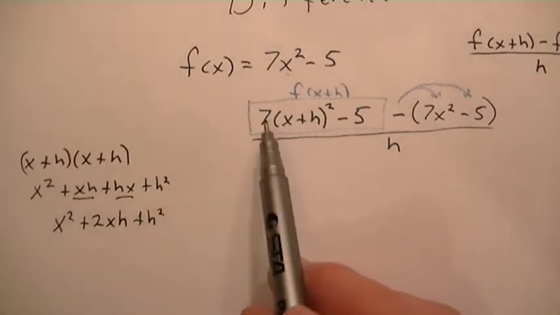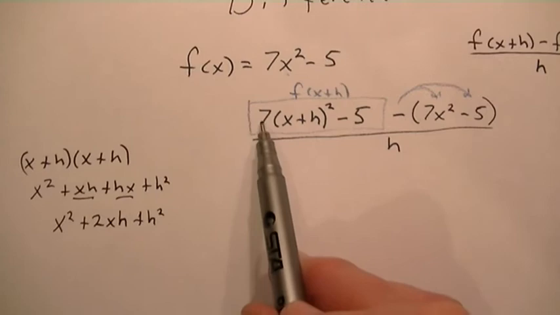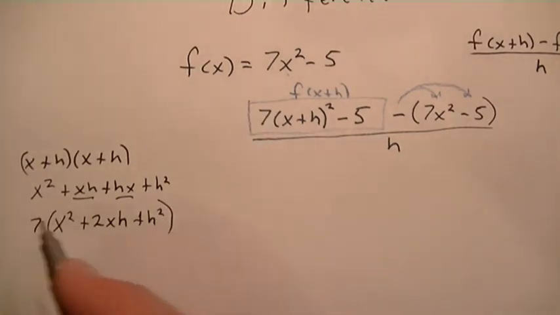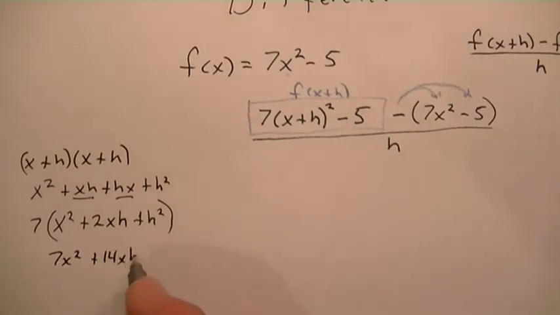Now, looking at the original problem, we're multiplying that whole thing times 7. So if you're off to the side working, you might as well go ahead and do that distribution. So 7x squared plus 14xh plus 7h squared. Give yourself lots of room. Go ahead and expand things out. Take your time. Make sure you get it right.